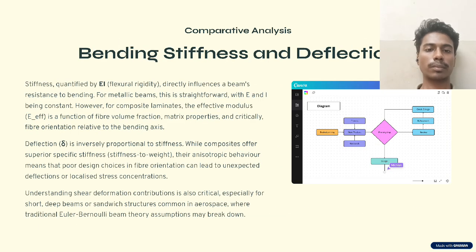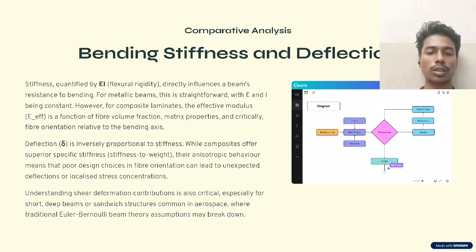Fifth slide, bending stiffness and deflection. Stiffness is represented as E times I, the product of modulus and moment of inertia. For metal beams, E and I are fixed, so stiffness is straightforward to calculate. This means we can easily calculate stiffness in metallic beams. In composites, E changes with the fiber, which makes the stiffness highly design dependent.